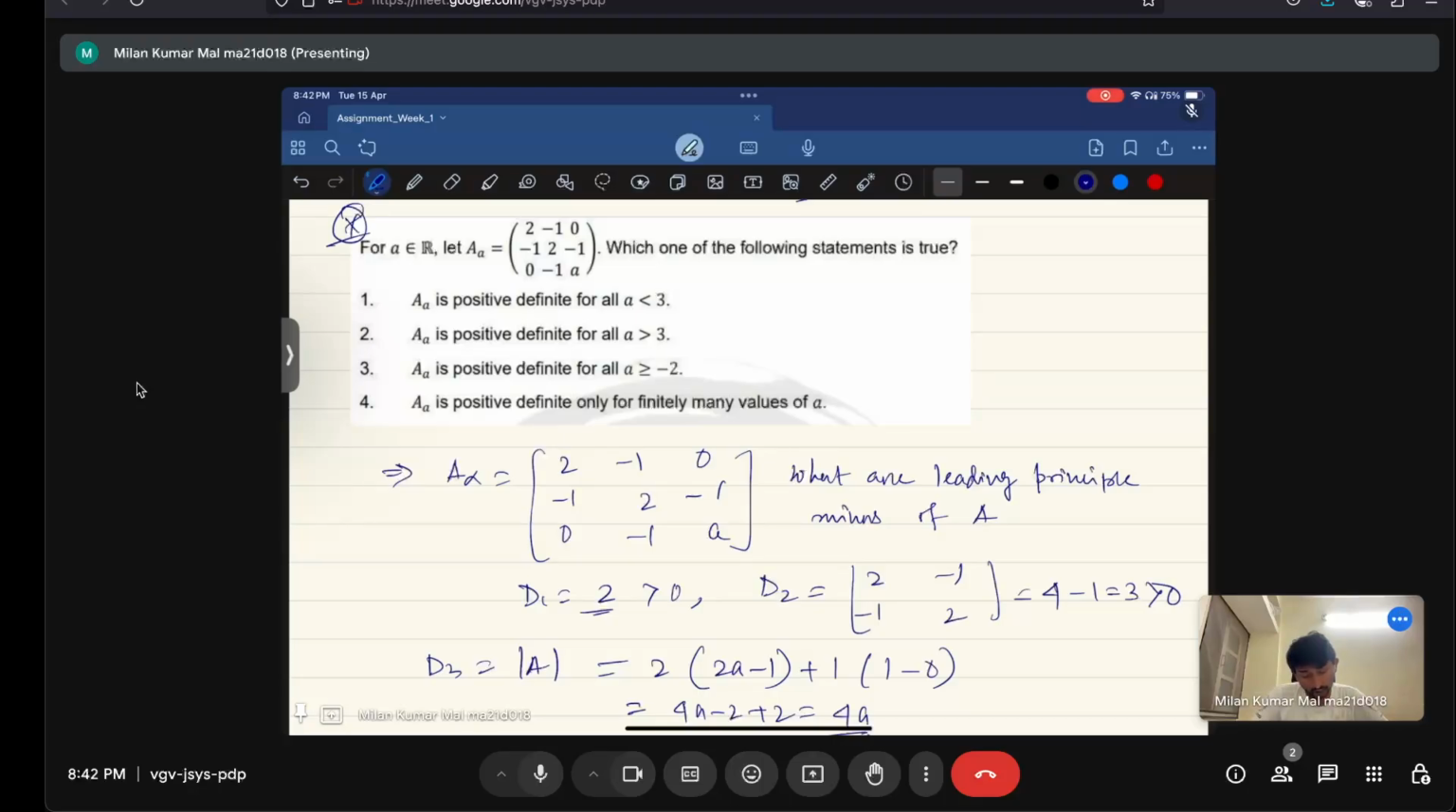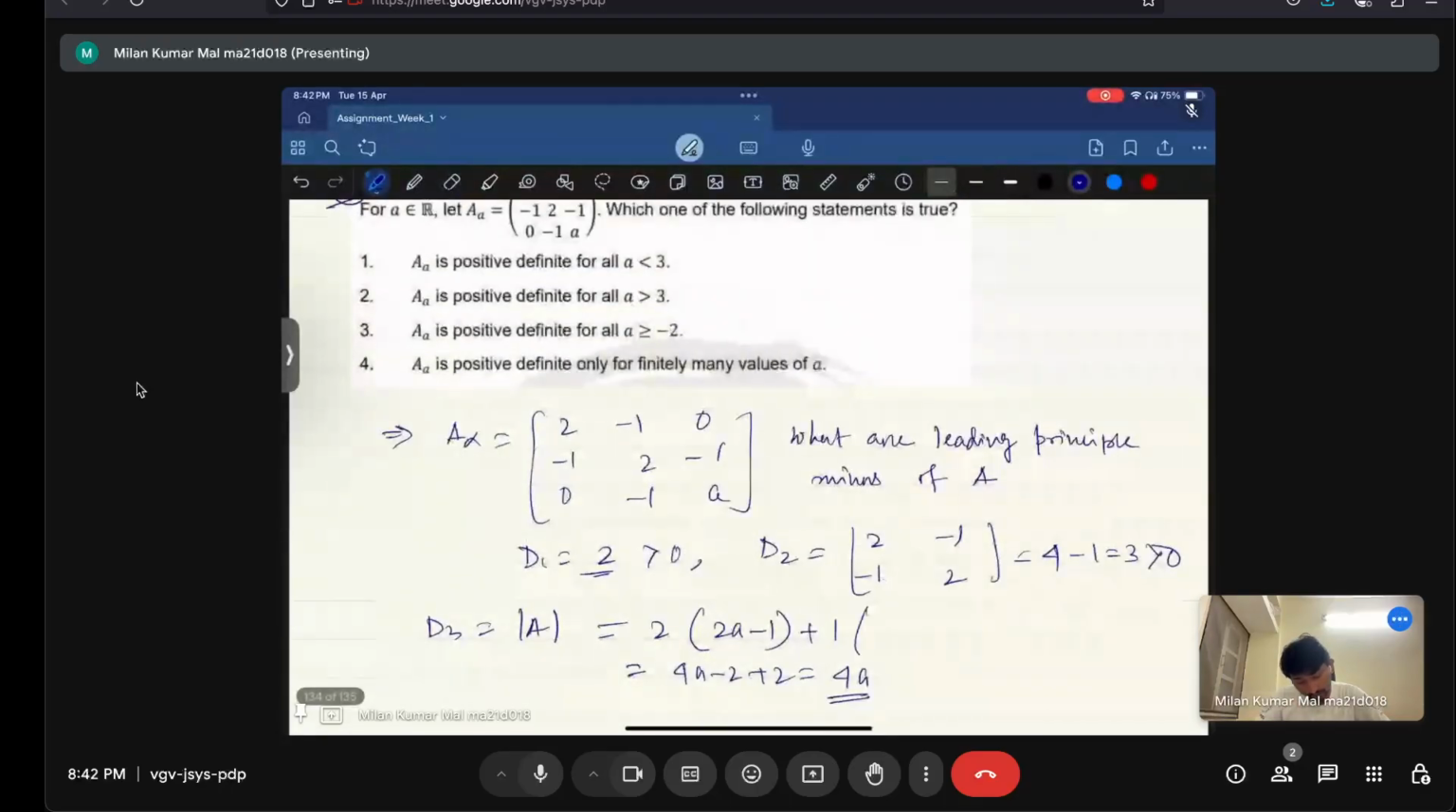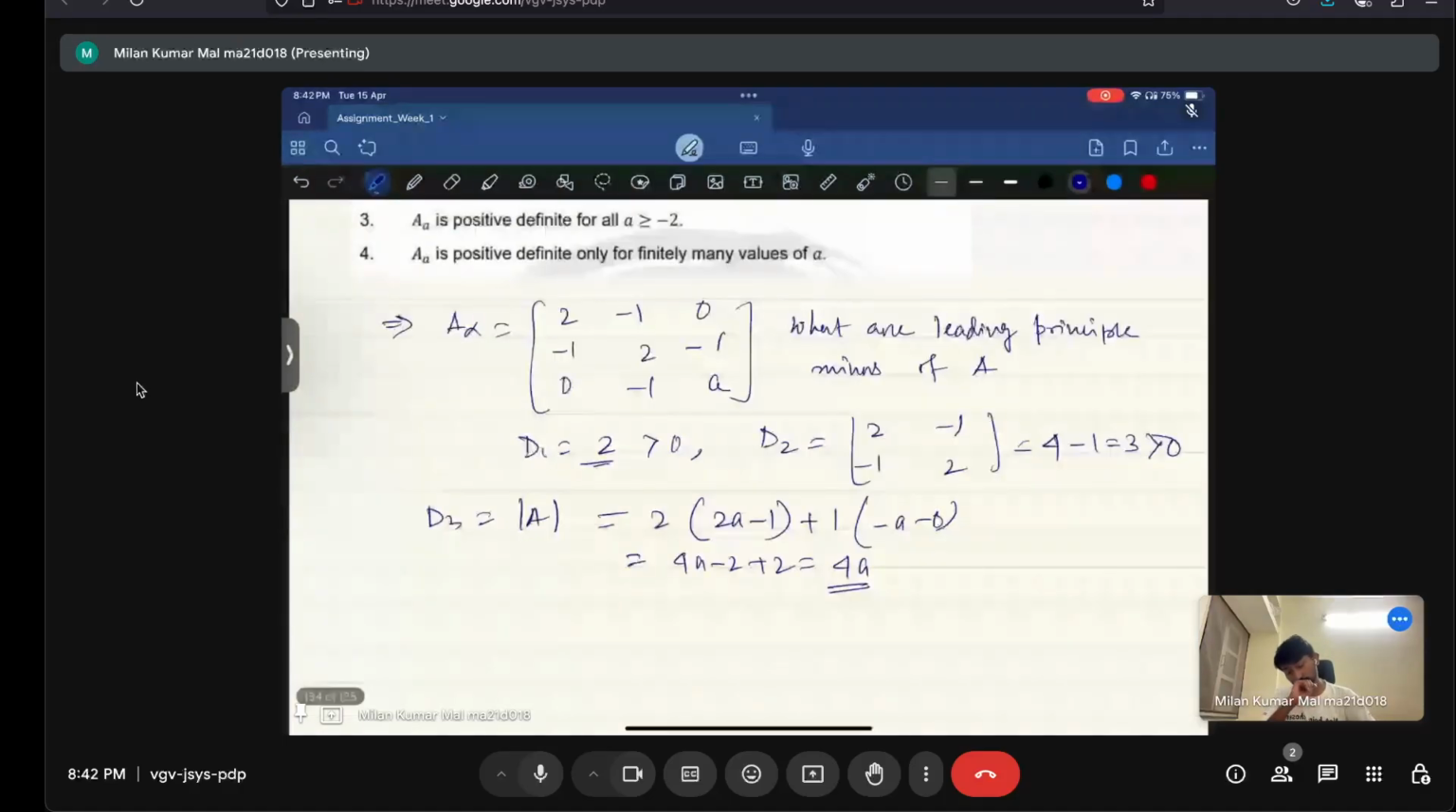Oh, I got it. I made the mistake, here is the mistake I made. This corresponds to minus a. There is a 1 here, minus a minus 0. So with this, minus a minus 0. Therefore it will be minus a, and that is equal to 3a minus 2.